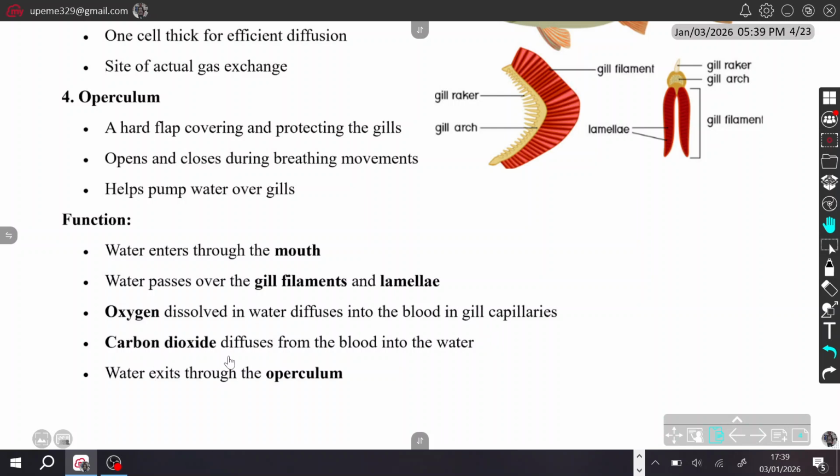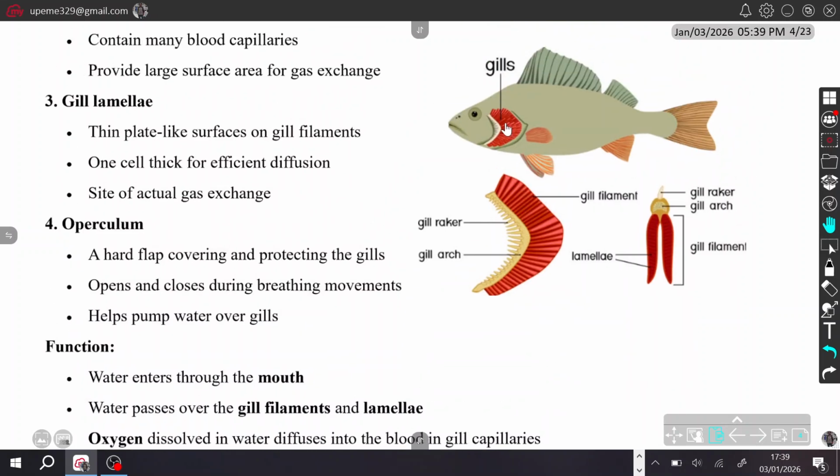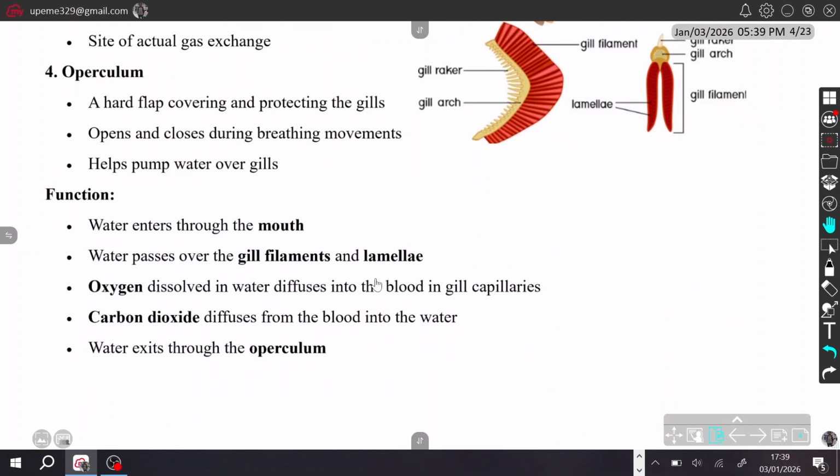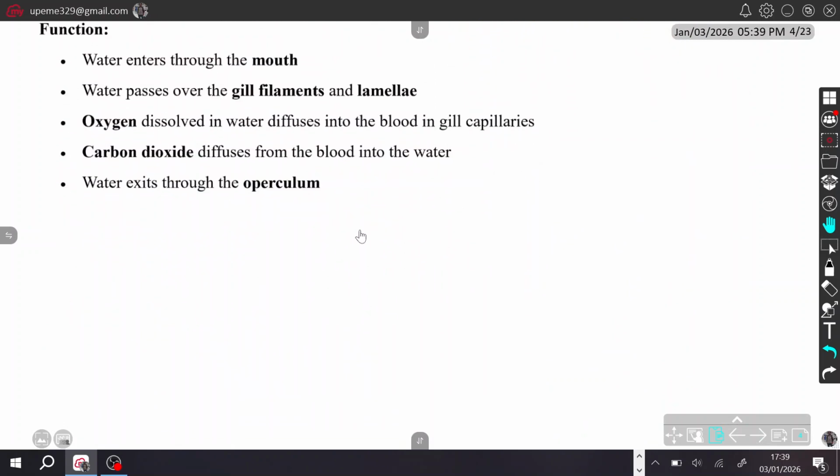Then carbon dioxide diffuses from the blood into the water. So at the time when oxygen is getting into the blood, carbon dioxide also diffuses out of the blood into the water. Then water exits through the operculum. So water now will come out through the opening of the operculum. All right. So that's what we are talking about here.